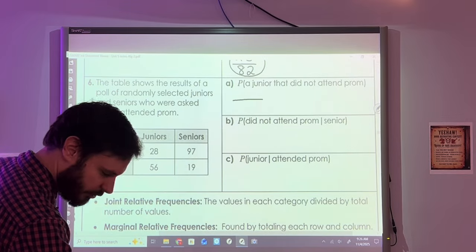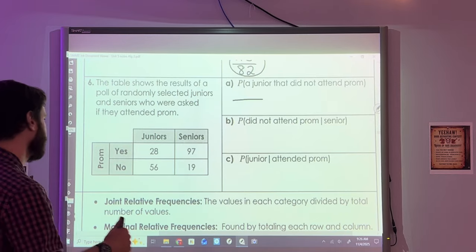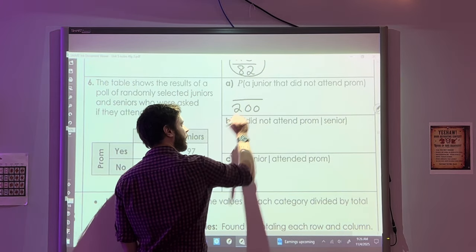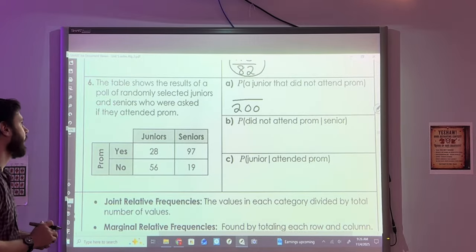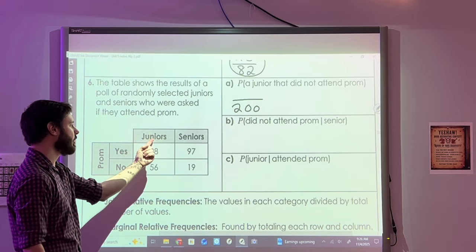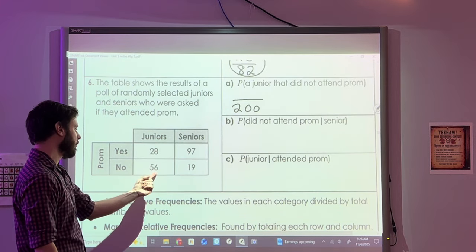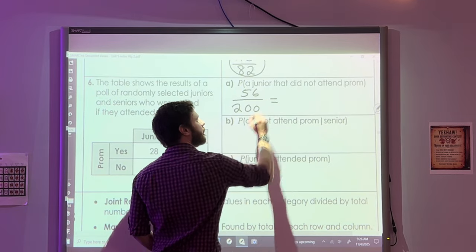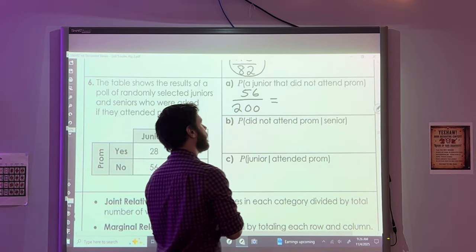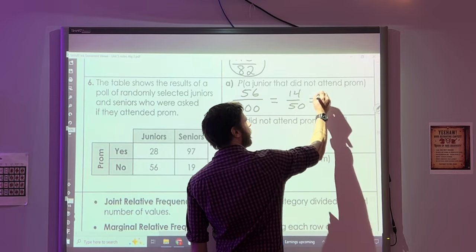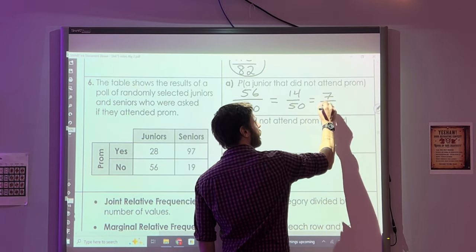So it looks like it's 200. That's convenient. There are 200 total people in this survey. Now I want to find a junior that did not attend prom. I want a junior who said no, 56. Okay, reduce that if you can. It's going to be 14 over 50, which goes further to 7 over 25.